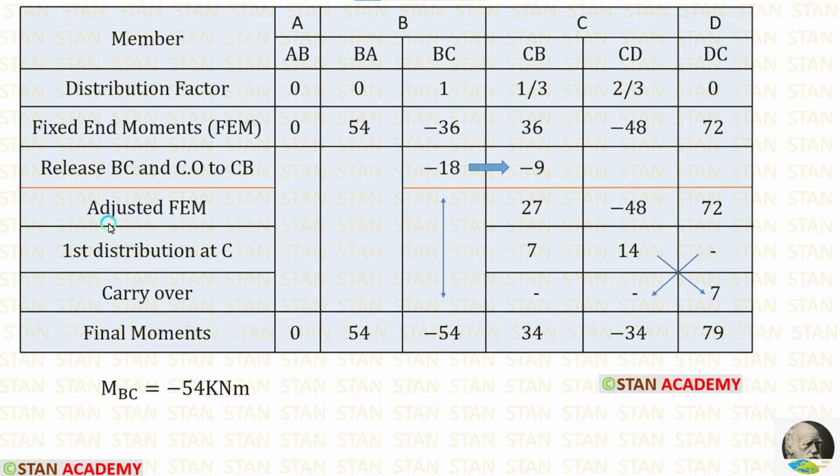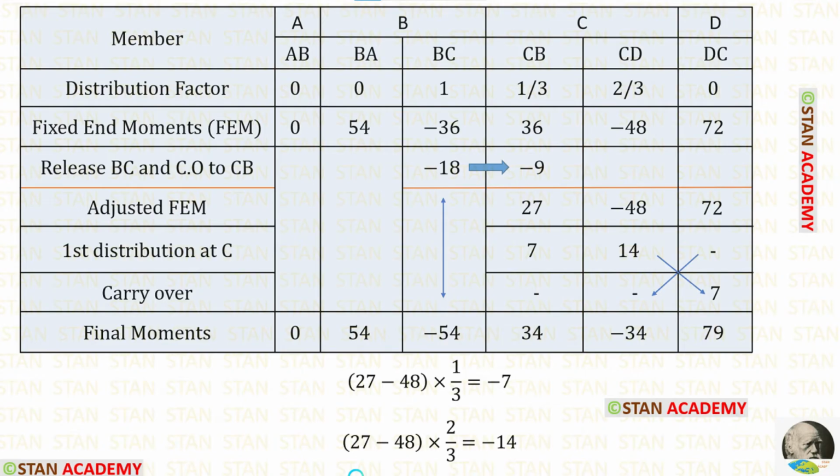Now let us calculate the adjusted fixed end moments. For CB, we have to add these two values. After adding, we are getting 27. For CD and DC, there are no changes.